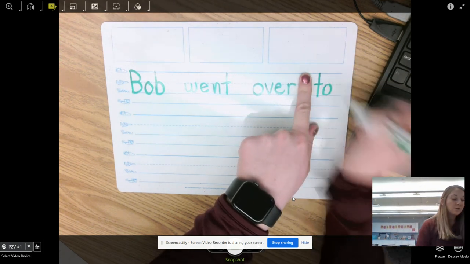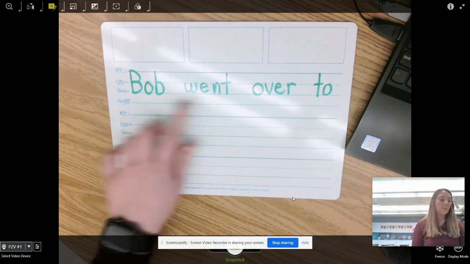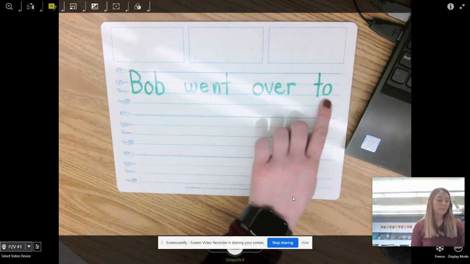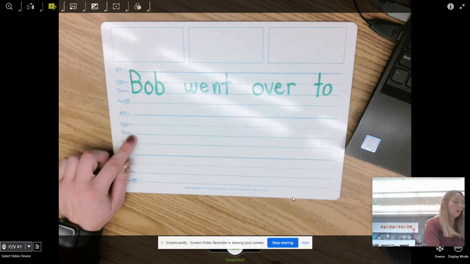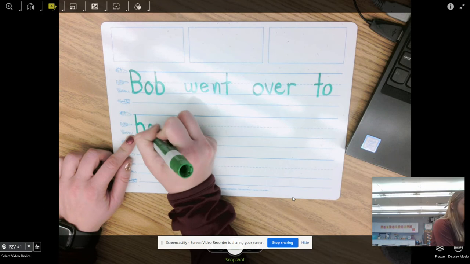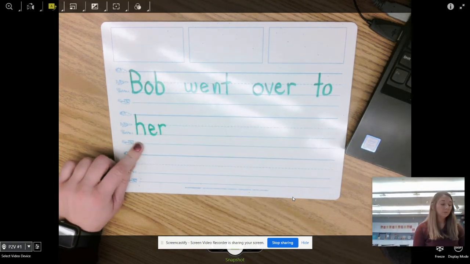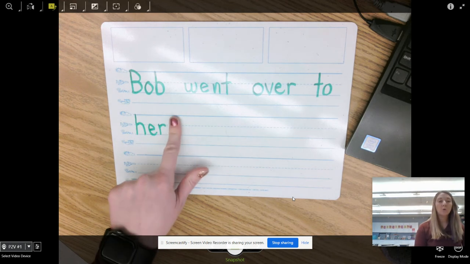This is another trick word. We've talked about 3 different types of twos. Too much, the number 2, and just 2 like this. Bob went over to, and then we're going to come down here, her. This is another trick word we learned today. Bob went over to her, finger space, ranch.